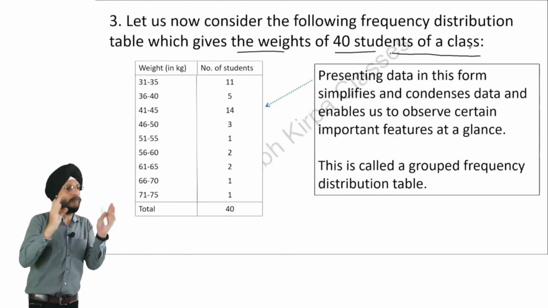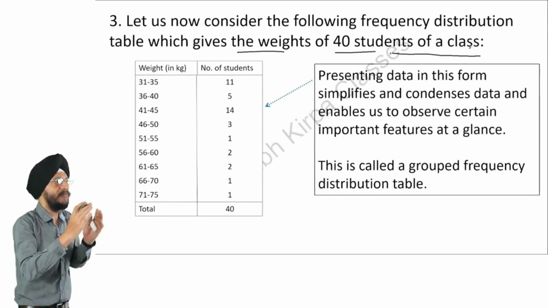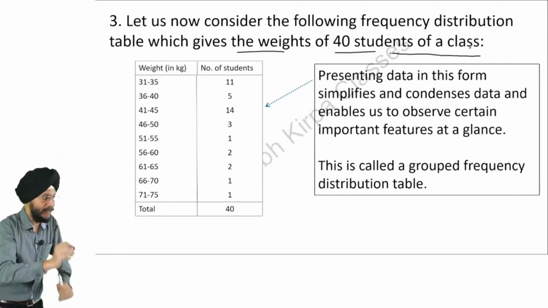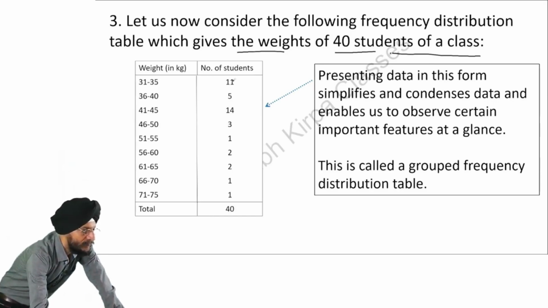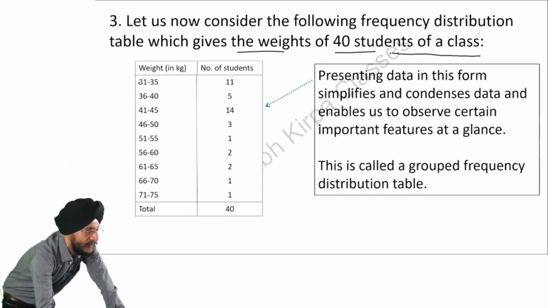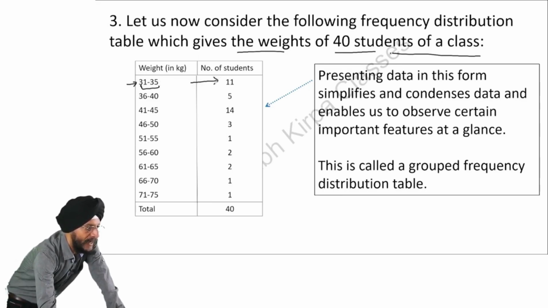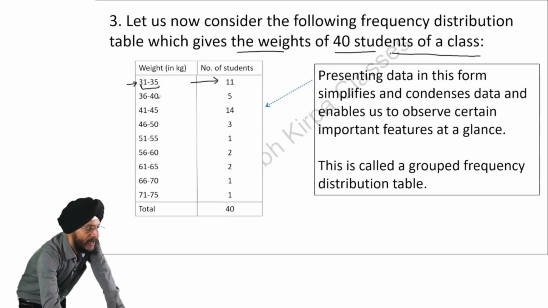That is, there are 40 students in a class and the weights of all the students have been written, and we have grouped the students on the basis of weight. That is, all the students who have the weight between 31 to 35 have been mentioned here. In the same way, all the students who have the weight between 36 to 40 have been clubbed together, and so on. In the same way, from 71 to 75 only one student is there.